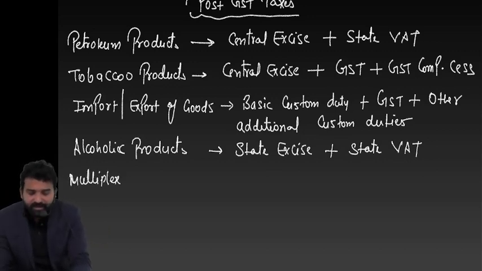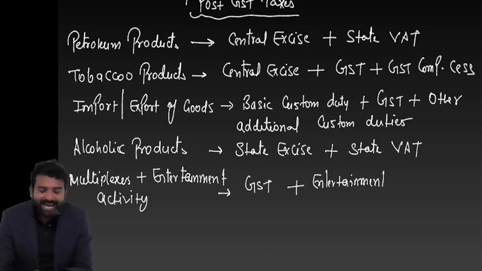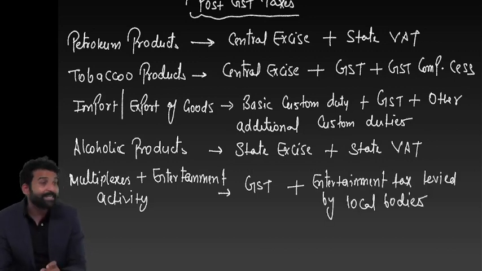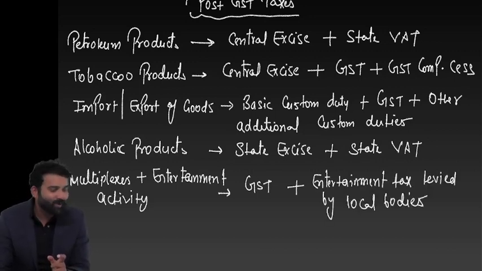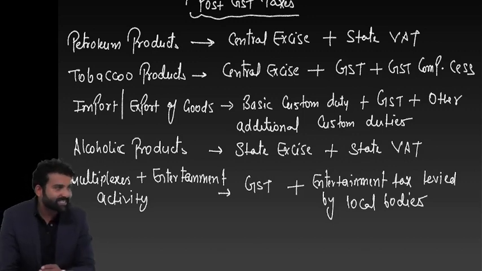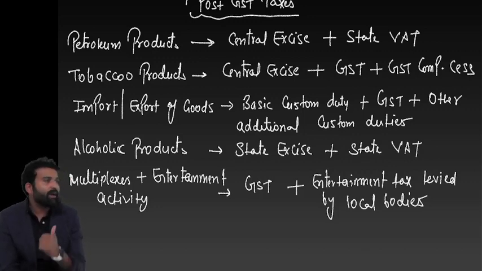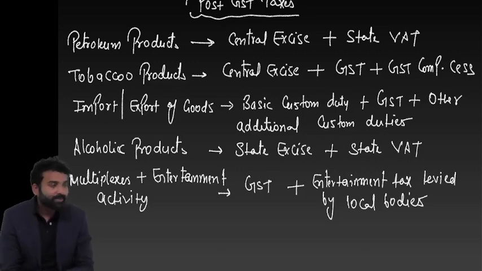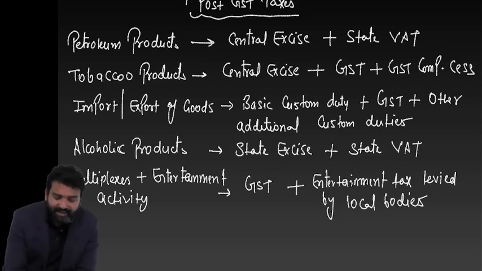Nice. Next, on multiplexes and entertainment activity, we have GST plus one interesting thing more. We have entertainment tax levied by local bodies. I told you in the previous slides that we have some entertainment tax. So entertainment tax levied by local bodies exists even after abolishment of other entertainment taxes. So on multiplexes and entertainment, GST is levied as well as entertainment tax levied by the local bodies.